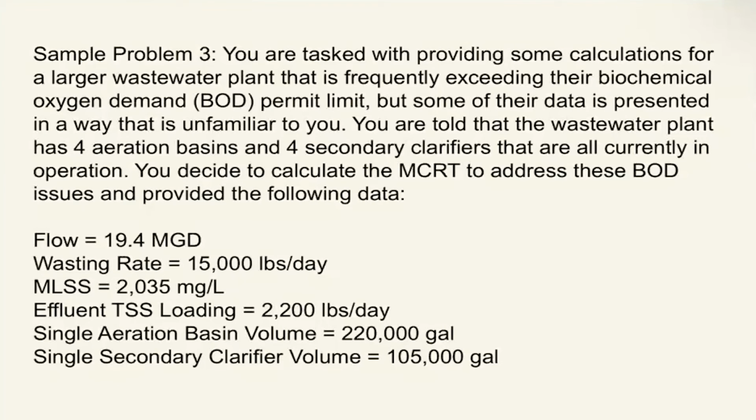The flow of the plant is 19.4 mgd. The wasting rate for the plant is 15,000 pounds per day. The MLSS is equal to 2,035 milligrams per liter. And this would be for the aeration basins and the secondary clarifiers. And then the effluent TSS loading is 2,200 pounds per day. You're also given the volume for a single aeration basin as 220,000 gallons. And for a single secondary clarifier, the volume is 105,000 gallons.